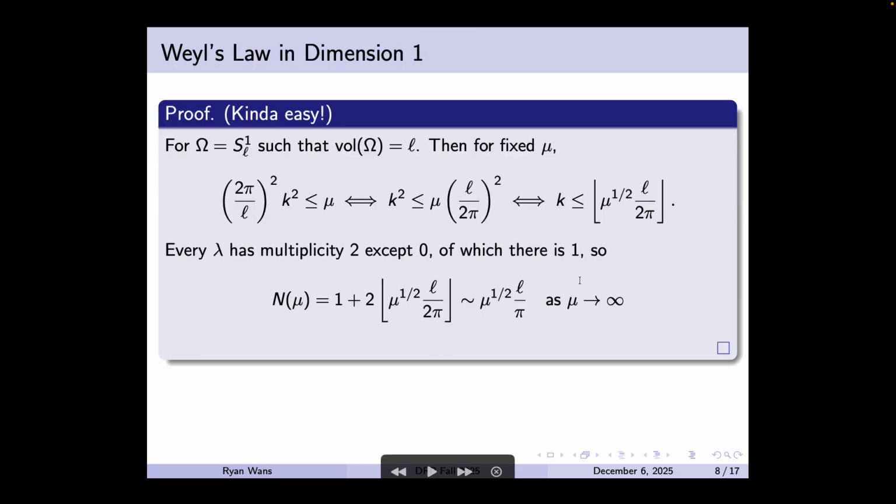And the proof is quite simple. You literally just take some eigenvalue mu and you fix the counting function. You get this k bounded by the floor of this guy.